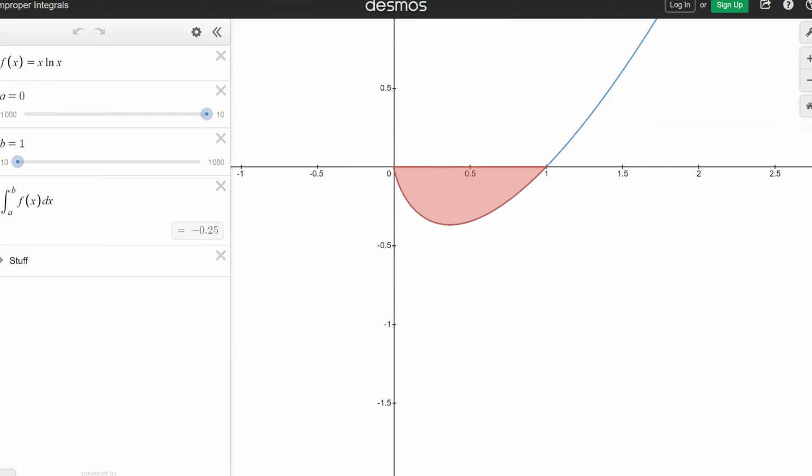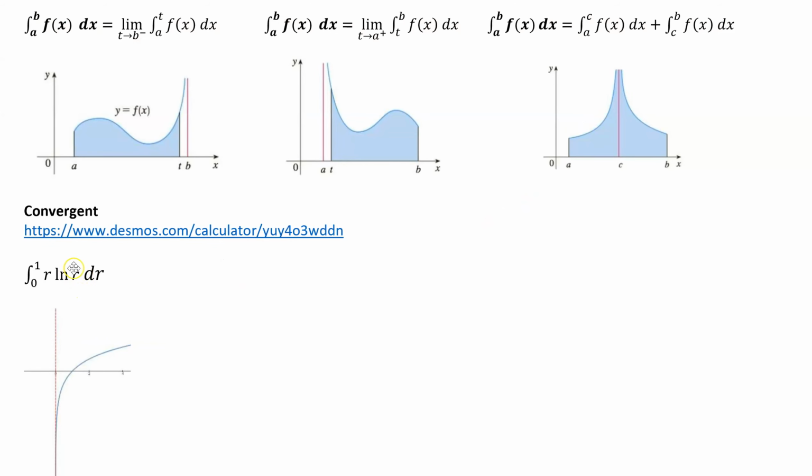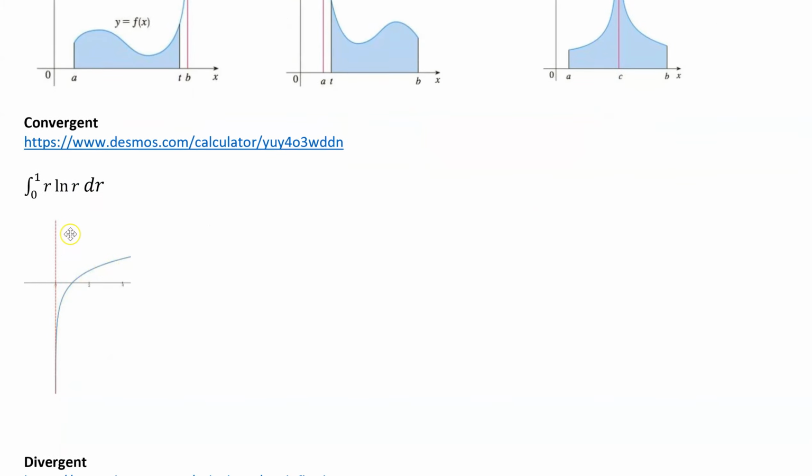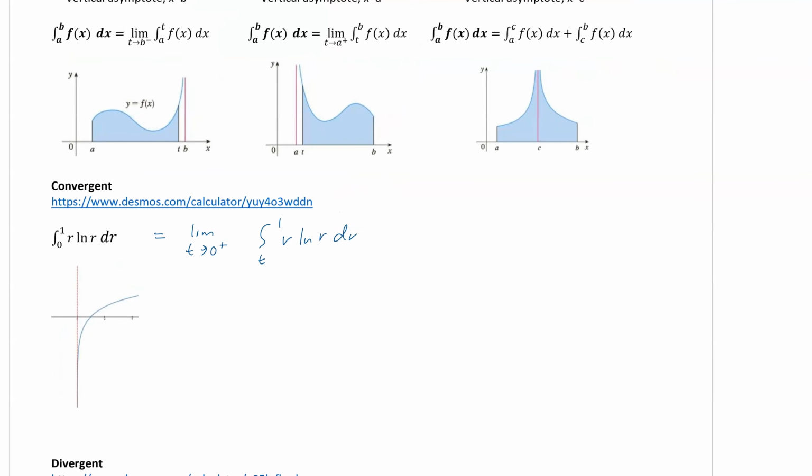But you have to notice the points of discontinuity. Natural log can't have 0 inside of it. So we're getting that vertical asymptote here for the natural log of r. So we have to say the limit as t approaches 0 from the right, of the integral from t to 1 of r ln r dr. And if you forget, you can always look at the sheet. This is a beginning, so we're using this one. You can also see that we are approaching from the positive side, so this is the one that we use.